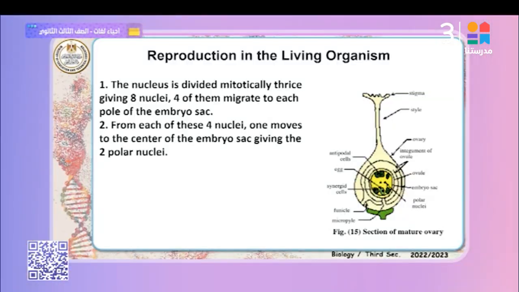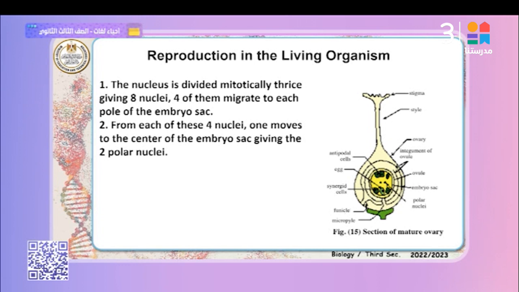Now we are going to another point, after finishing the formation of the pollen grain and ovules. The nucleus is divided mitotically 3 times, giving 8 nuclei. They migrate to the poles of the embryonic sac, and from each group of 4 nuclei, one moves to the center of the embryonic sac, giving the 2 polar nuclei.